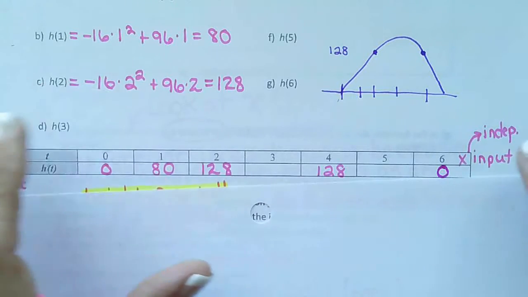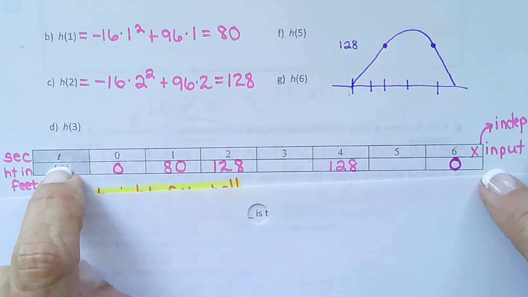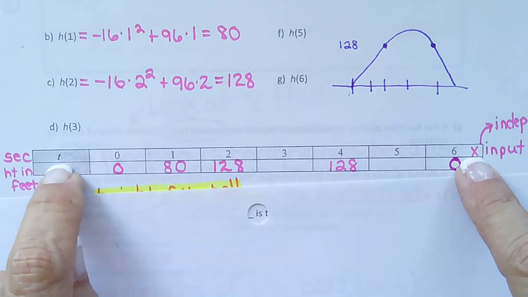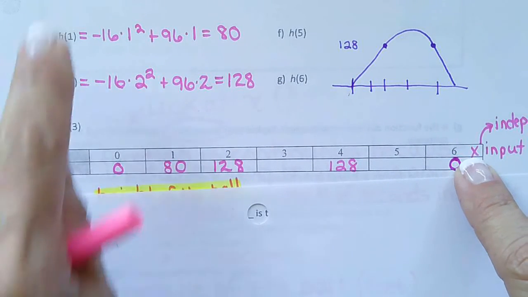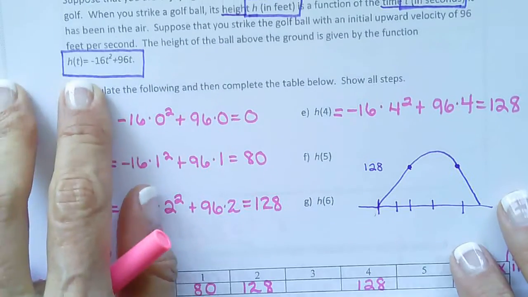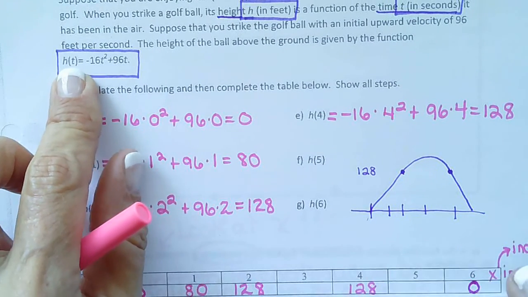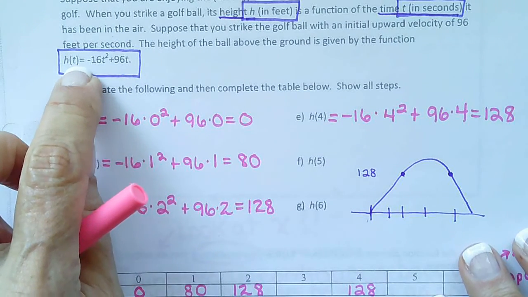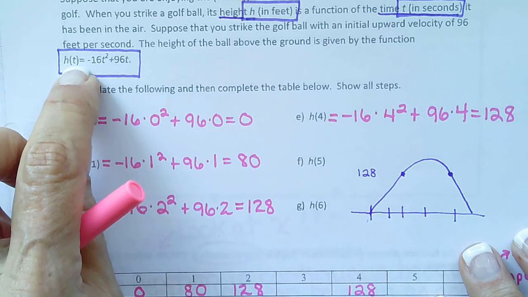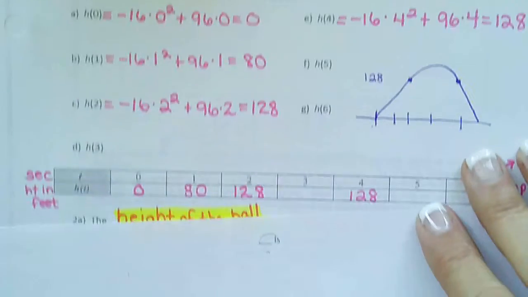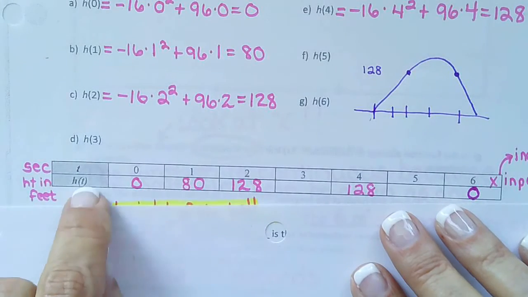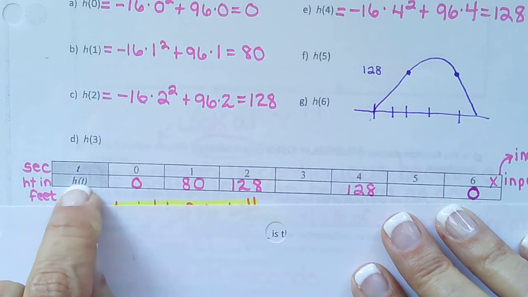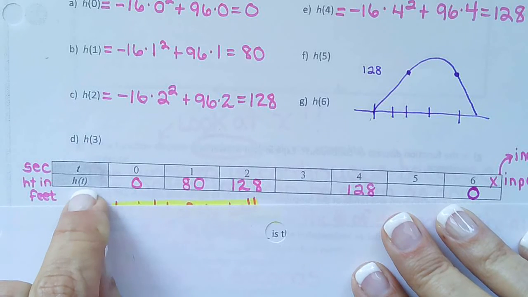So I want you to remember that the x is always the value at the top of the table. So in this case, our x is t, and you can tell because look at the equation. Didn't we say x is always what's inside parentheses? So in this case, they're using t in place of x. So t is our x, h of t is our y. The function notation is always the y.